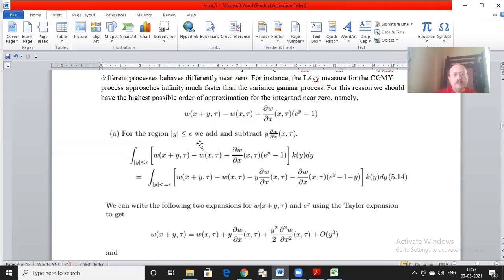So mod y less than or equal to epsilon. What we do is from the integrand, we add and subtract y del w del x. So the original integral is written as this w terms minus y del w del x. Then I have this term where, to adjust for this y del w, I insert another minus y here. Why am I doing that? So again, I am going to take the help of Taylor series, and I am adjusting for Taylor series terms.